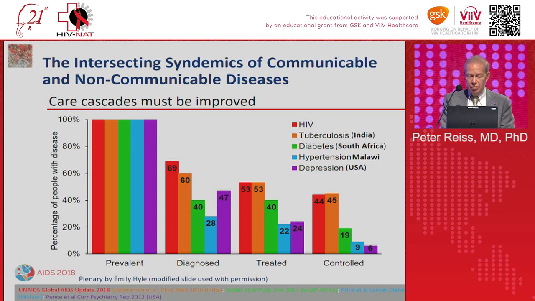Thus, we will increasingly see the intersecting syndemics of communicable and non-communicable diseases, as eloquently discussed by Emily Heil during her plenary at AIDS 2018. And as you can see on this slide, which Emily kindly provided to me, there's ample room for improvement where it concerns the care cascades for a range of non-communicable diseases highly relevant to people living with HIV, such as diabetes, tuberculosis, and depression.